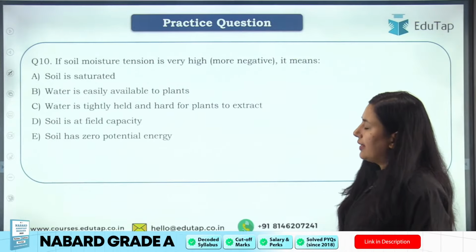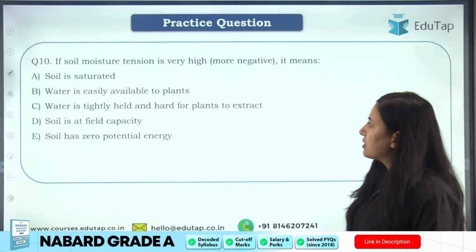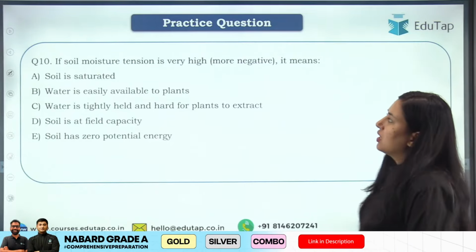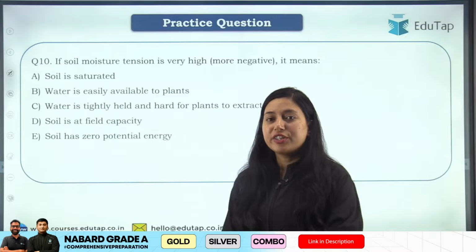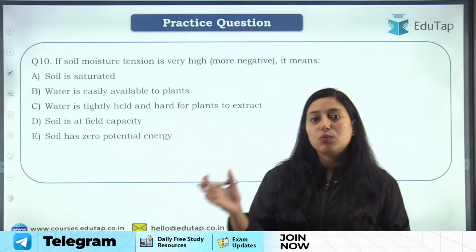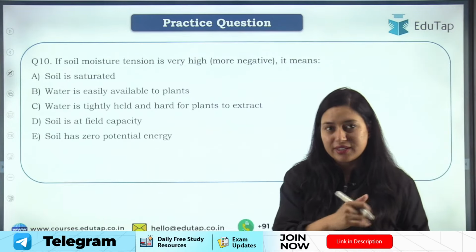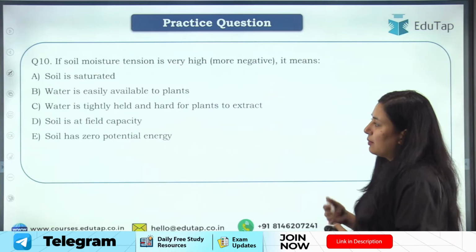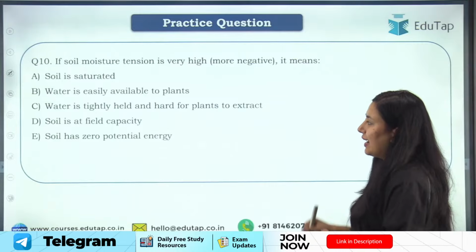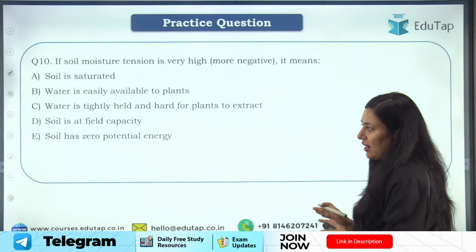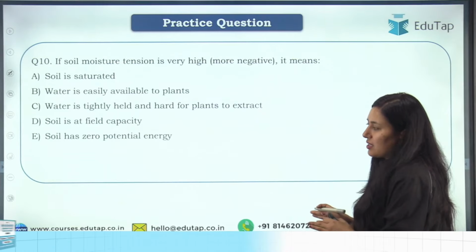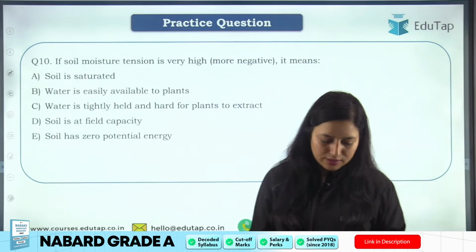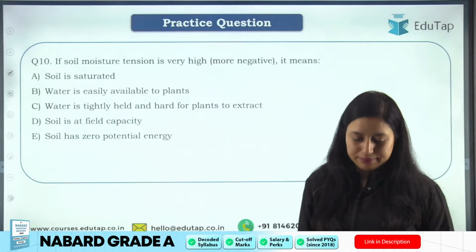Yes. Next question, if soil moisture tension is very high, which means on the more negative side, what will that mean? Soil is saturated, water is easily available to plant, water is tightly held and hard for plant to extract, soil is at field capacity, or soil has zero potential energy. What will be the answer? Give me the answer quickly.